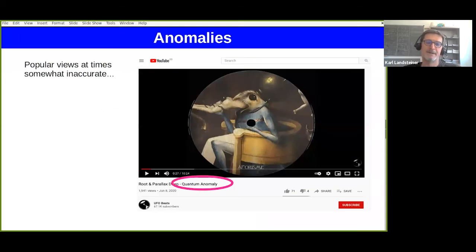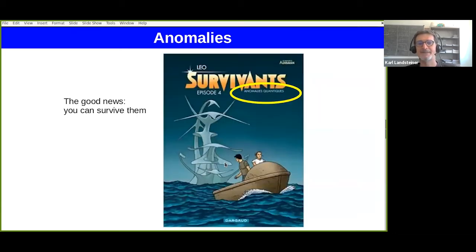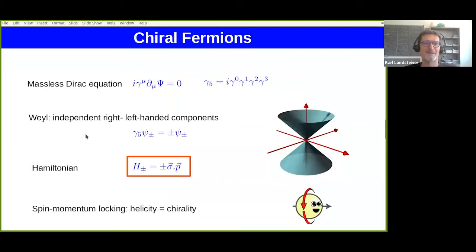If you Google for quantum anomalies, this is one of the pictures you find. So it's quite frightening. But happily, there are also other things. This is called anomalie quantique. And the good news is there are survivors to it. So that's a positive outlook for this seminar. You can survive it.